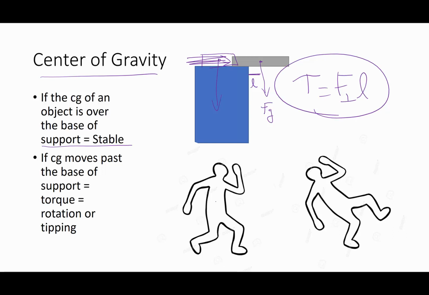If you are a person and your CG is going to be close to your middle, if you have that CG over your feet, you're going to be stable. You slip on a banana peel or do something crazy, if that CG is past your point of support, this is your lever arm. This is your force. And ta-da, a torque has been produced and you're going to fall over.